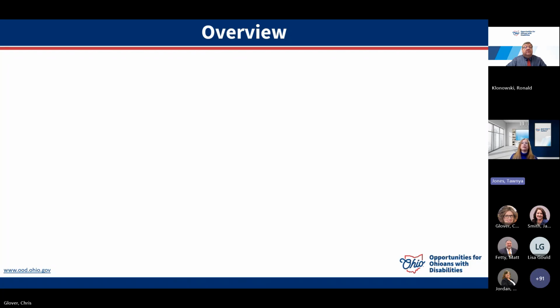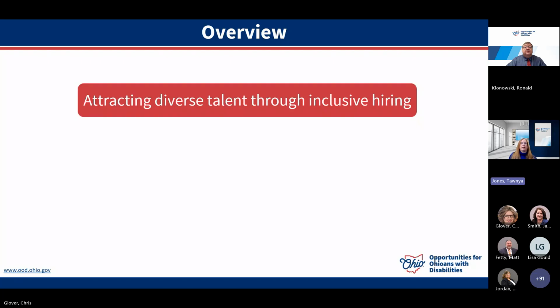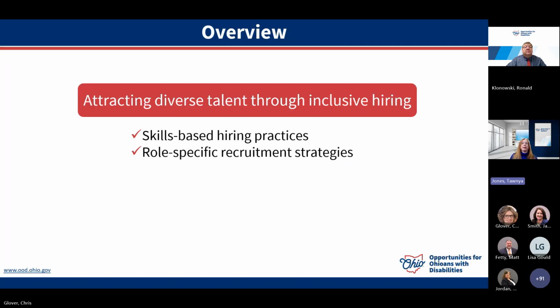Today, we're focusing on attracting diverse talent, specifically how to incorporate inclusive hiring practices that welcome applicants, including candidates with disabilities. We'll be having a discussion around these three key areas that can help you and your organization take meaningful steps forward: to integrate skills-based hiring practices into your recruitment process, develop targeted recruitment strategies tailored to specific roles, and identify supports and partnerships that enhance inclusive hiring practices.